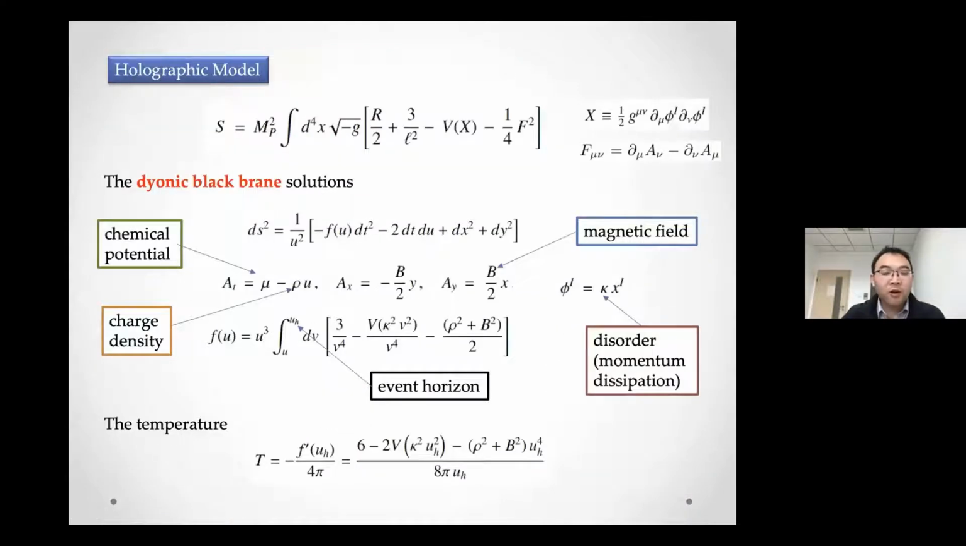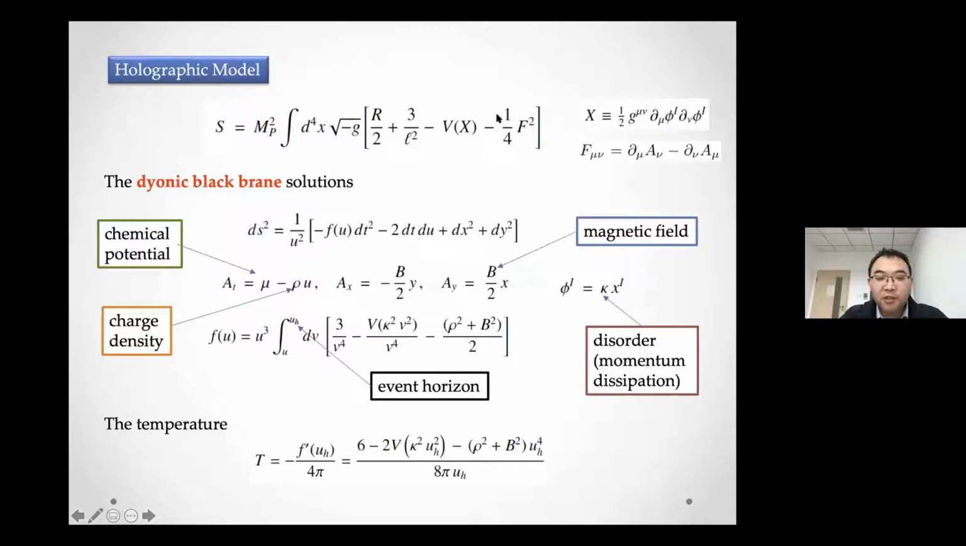So now with this in hand, we go to the holographic model. This is called the holographic axion model. Here R is the Ricci scalar, and this is the U(1) gauge field, and X is this kinetic term for the massless scalar we call the axion. Because it has this particular configuration, it's proportional to the spatial directions. Here kappa is a constant we call the disorder or momentum dissipation.